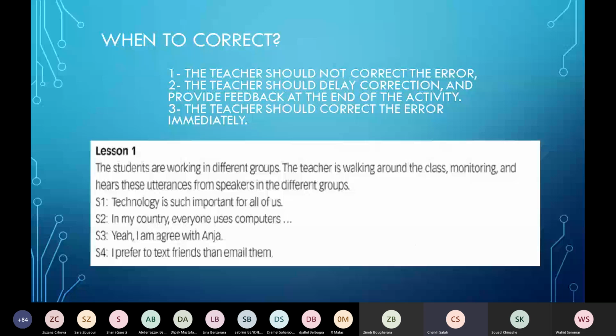So here, in the first lesson, the students are working in different groups. The teacher is walking around the class, monitoring, and hears these utterances from speakers in the different groups. The first student says, technology is such important for all of us. The second, in my country, everyone uses computers. The third, yeah, I agree with Anja. And four, I prefer to text friends than email them. So when you see this lesson, and you are a teacher walking around your class, monitoring, and picking up these utterances, when do you think is the right time to correct? Any thoughts?